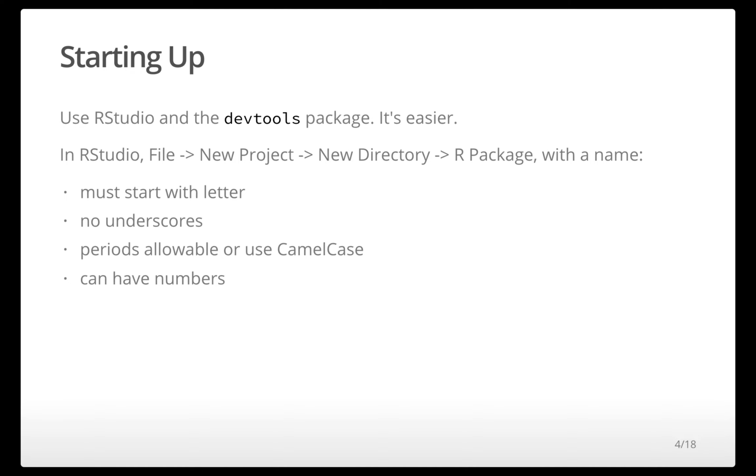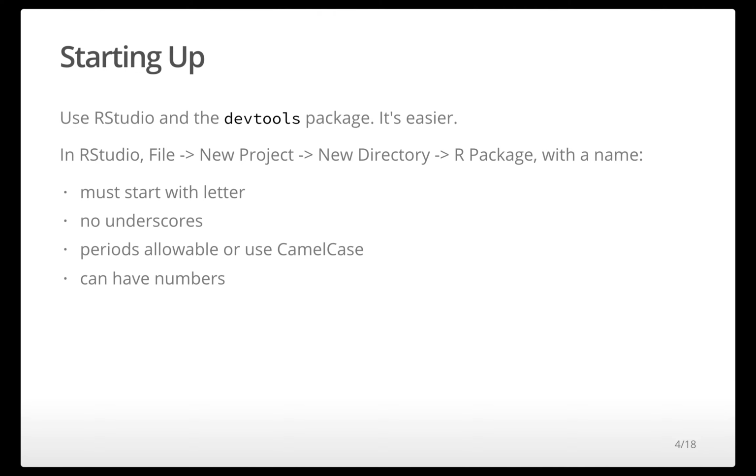It can't have underscores in the name of the package. This is a holdover from years ago. R used to use the underscore as the assignment operator. I know many people here either use equals or the arrow now to assign things in R, but it used to use the underscore as well. That's why it doesn't allow underscores. It's a holdover from the history of R.